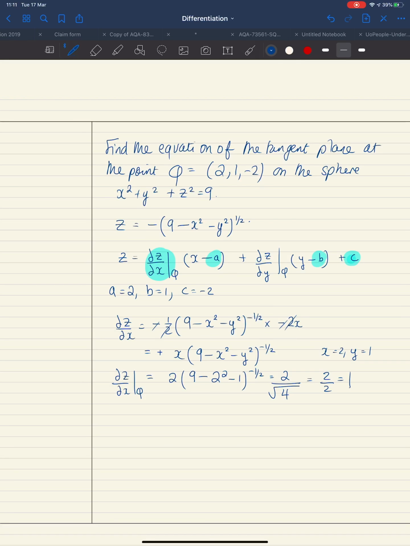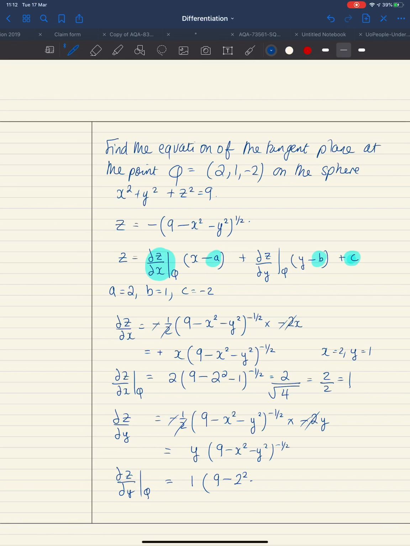Do dz dy. Now, is this the one that works with the symmetry? dz dy evaluated at Q. It's going to be minus 1/2, 9 minus x squared minus y squared, to the minus 1/2, times minus 2y. That cancels, the two minuses make a plus. And it's y, 9 minus x squared minus y squared, to the minus 1/2. And we substitute, that's just like dz dx at that point. dz dy evaluated at Q. So y is 1, 9 minus x squared, which is 2 squared, y squared is 1 squared, is 1, to the minus 1/2. So this is going to be 1 over the square root of 4, which is 1/2. And that is dz dy.